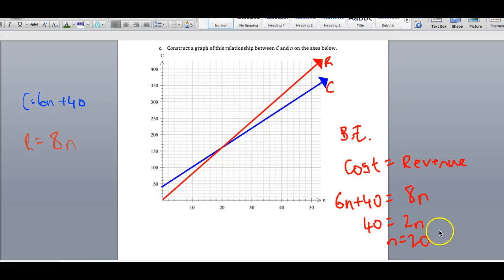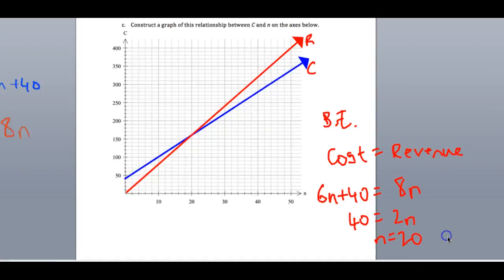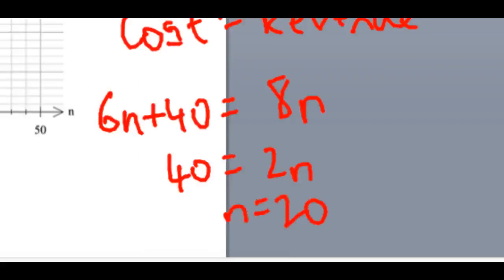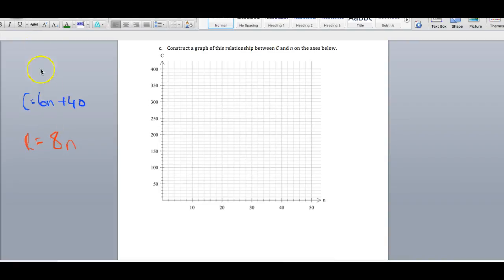So I know it happens when I sell 20 DVDs, that is when the revenue is equal to the cost. All right, let's just get rid of that. If we're selling 20 DVDs, 8 times 20 is 160, which you would have been able to see on the graph, but I'm not dealing with that now. I'm going to move on.